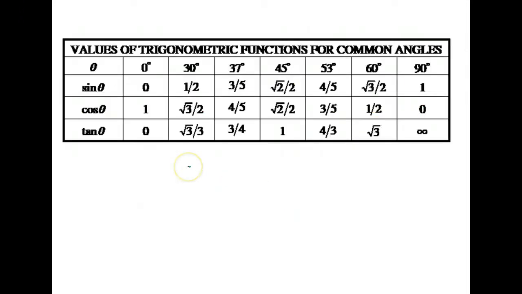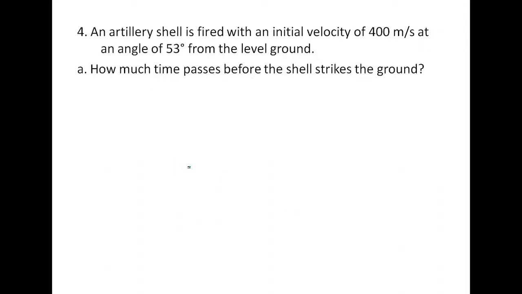All right, now let's look at number 4. It says an artillery shell is fired with an initial velocity of 400 meters per second at an angle of 53 degrees. So 400 meters per second at an angle of 53 degrees. So let's write down some of that information. I'm going to write down my givens. Angle, 53 degrees. Okay.